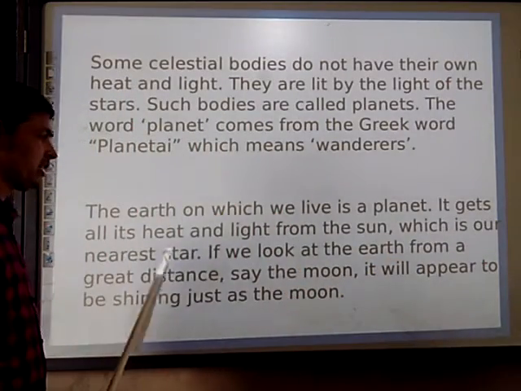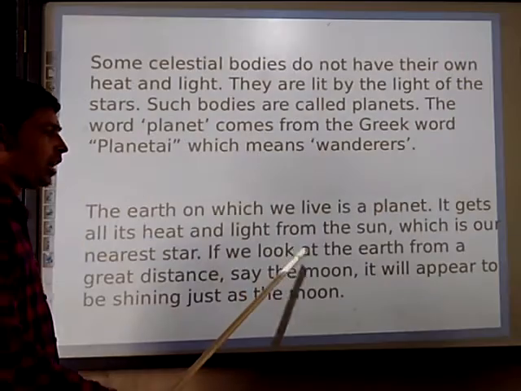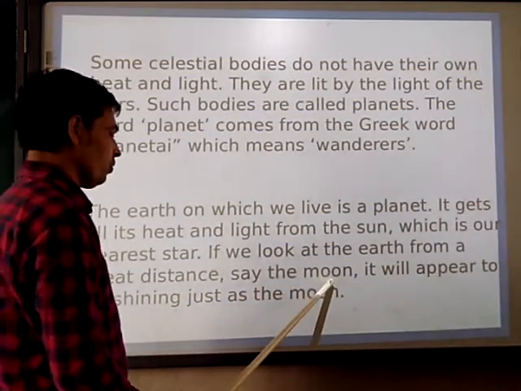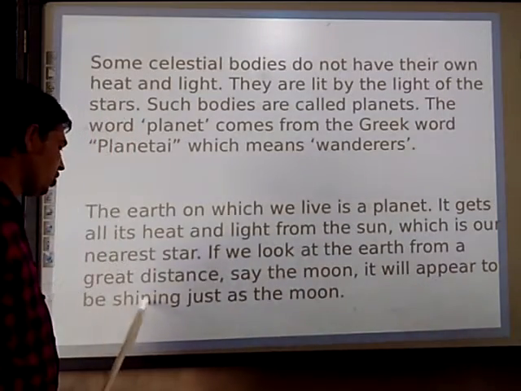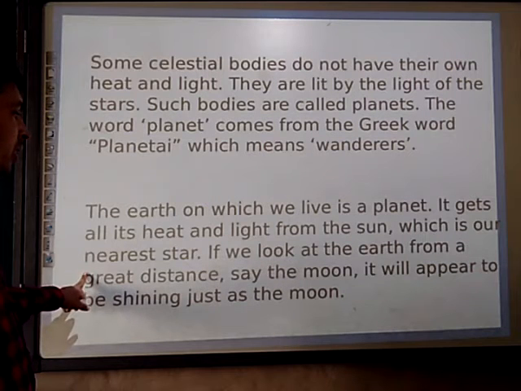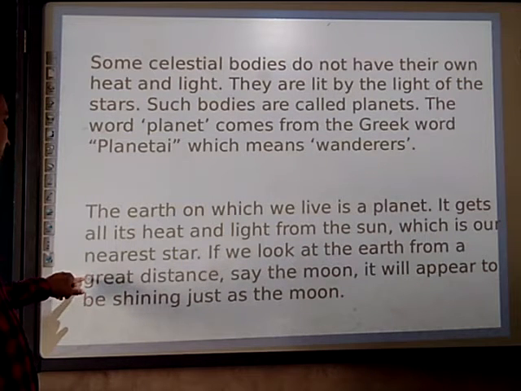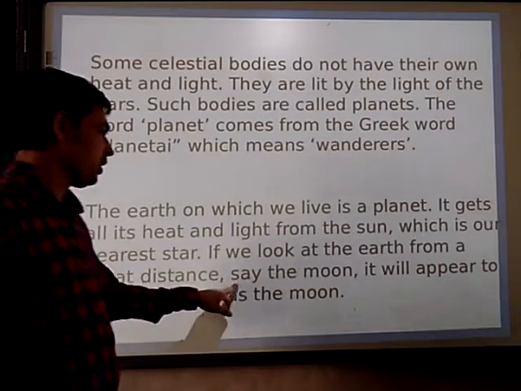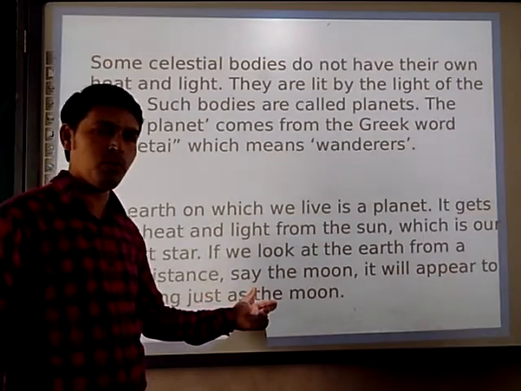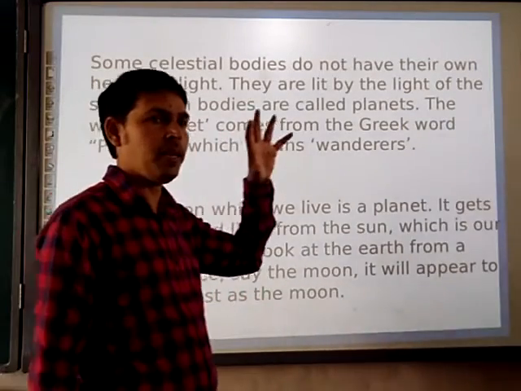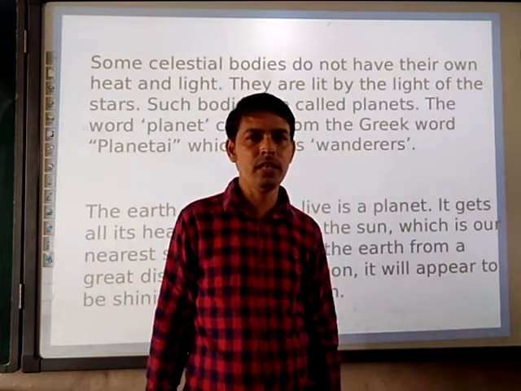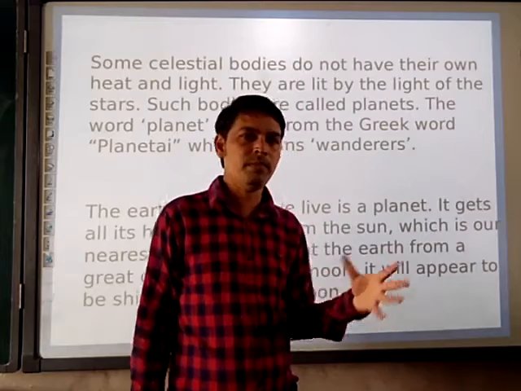Which is our nearest star? If we look at the earth from a great distance, say the moon, it will appear to be shining just as the moon. From a great distance, the sun will be there and the earth you are going to observe over there, or in the solar system we will see.